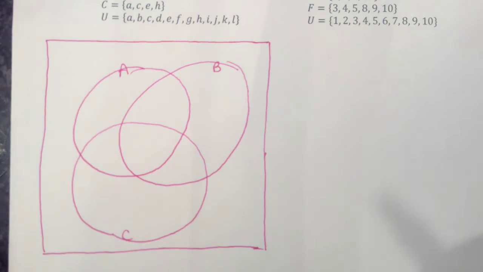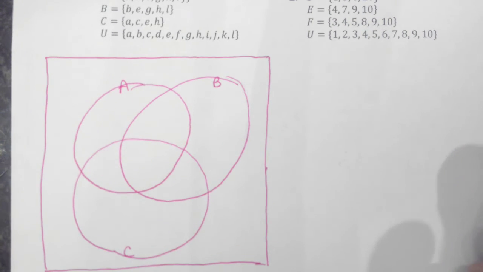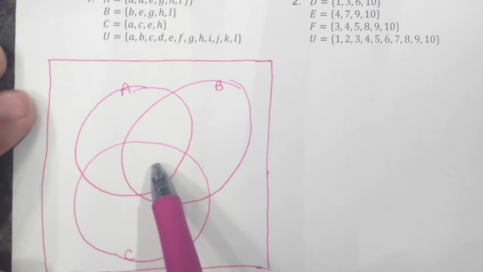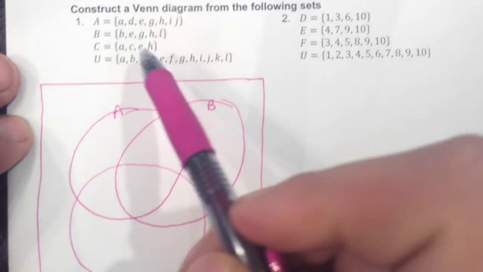Okay, so this is going to be A, this one's going to be B, and this one's going to be C. Okay, let's see now. From here, we want to start in this middle region. That means what's in common with A, B, and C. What's in A, B, and C?